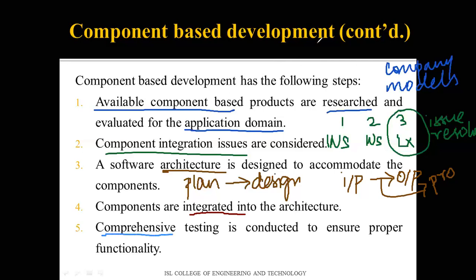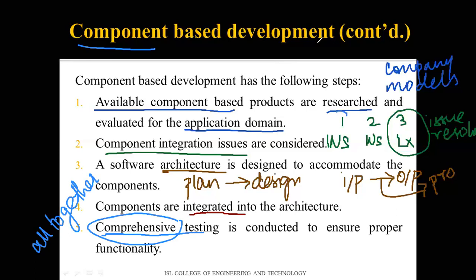comprehensive testing is conducted to ensure proper functionality. Now, this term comprehensive in here means altogether. Now, as we are using different components, so in here, this particular component individually, it is being tested. Second component is individually tested. Third component is individually tested. That gives you perfect result.